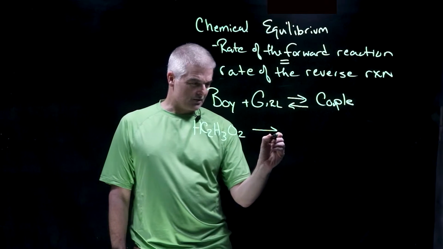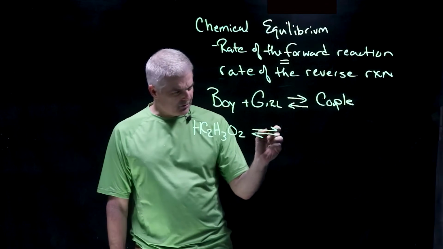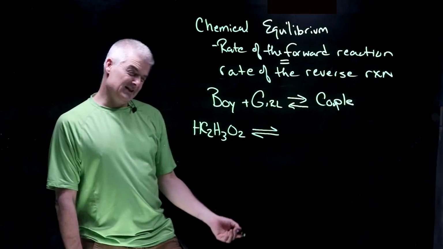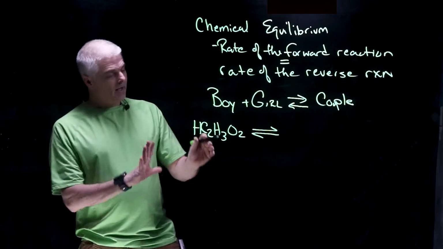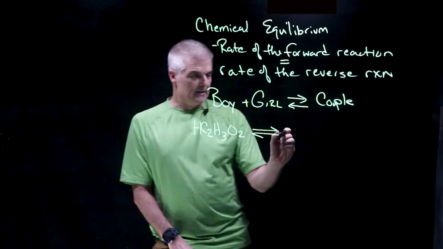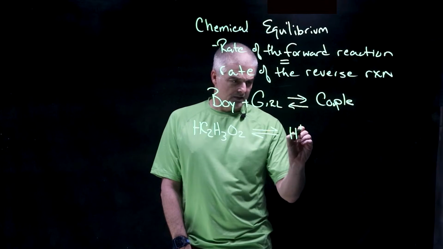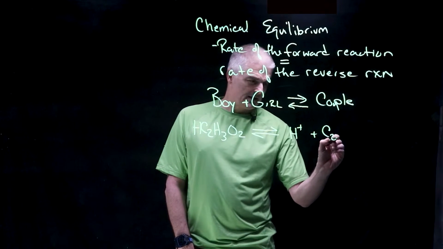And it has a reaction. By the way, I shorten it. I don't put the arrow. I just kind of have one end of my arrow. We chemists do this. What happens when vinegar is in water is it partially dissociates into hydrogens and acetates.